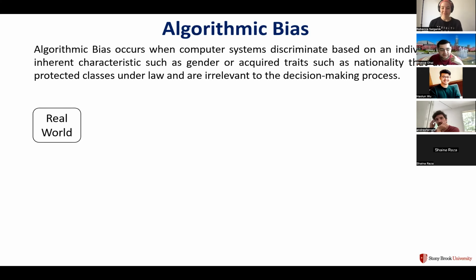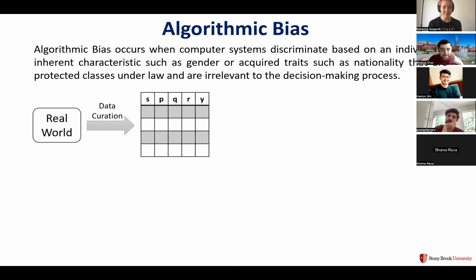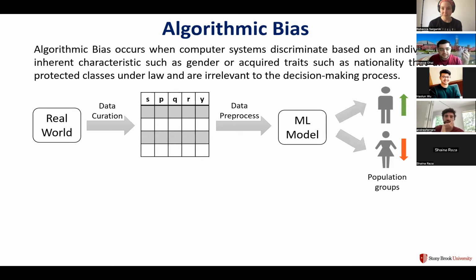So if we look at a typical ML pipeline, this is how bias manifests itself in one particular way. Let's say the real world has some kinds of social biases based on gender, race, etc. These biases are propagated to the data sets, which are then passed on to the ML model. And the ML model then shows these biases in its outputs where it treats different population groups differently.